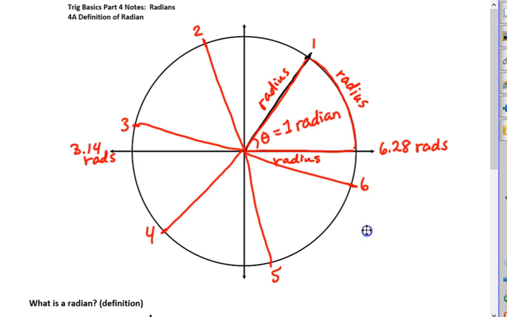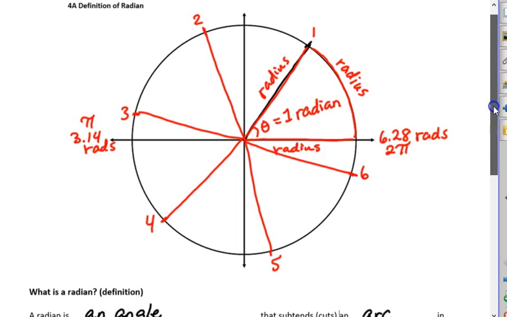And you might think, oh, that sounds familiar. That's pi. You're exactly right, and this is 2 pi. So there are 2 pi radius lengths around the edge of the circle, which means there are 2 pi radians in 360 degrees. Now, you actually already knew this.